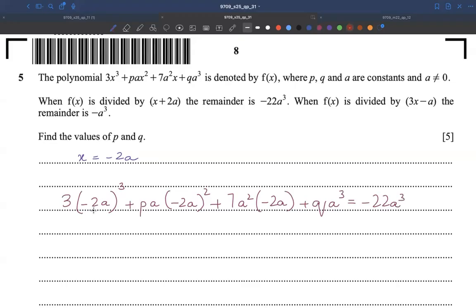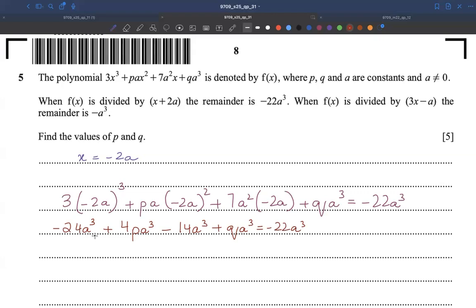Simplifying this, this will become minus 8a cube multiplied by 3. That will become 24a cube with the negative sign. This will become plus 4a square times pa, so plus 4pa cube. This will become minus 14a cube plus qa cube equals minus 22a cube.